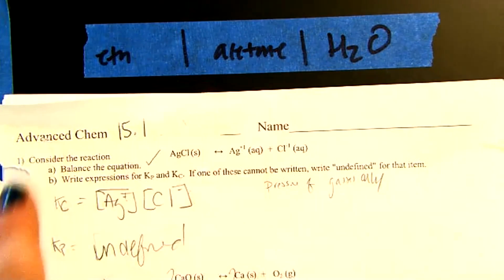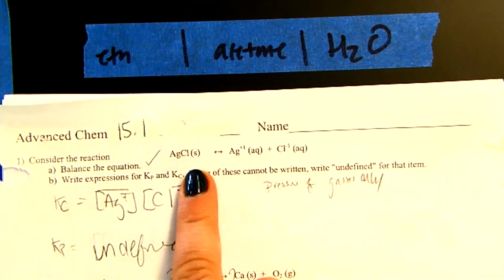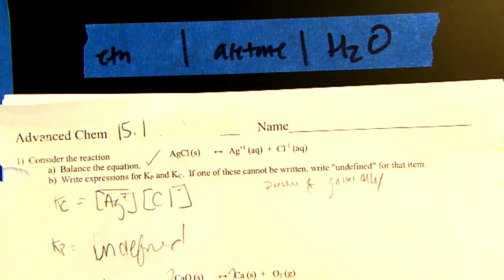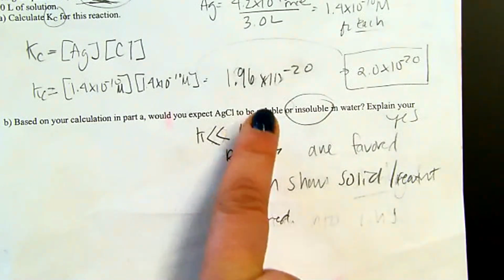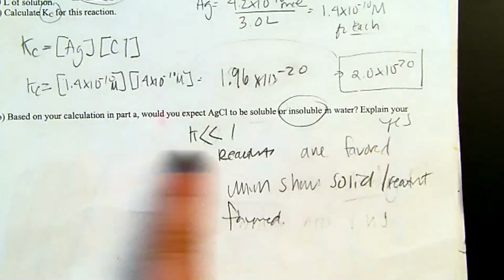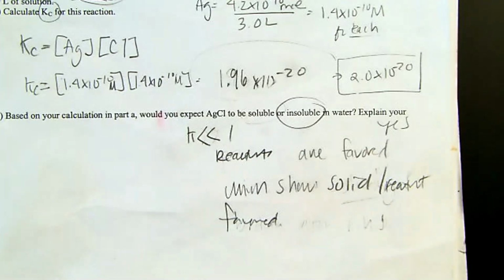So now we're kind of adding all these different concepts together. We have a small K, which means this side is favored, right? Your denominator, and your denominator is a solid. So based off your calculations, would you expect AgCl to be soluble or insoluble in water? I would predict insoluble because my K is way less than 1, which means your reactants are favored and my reactants are a solid.